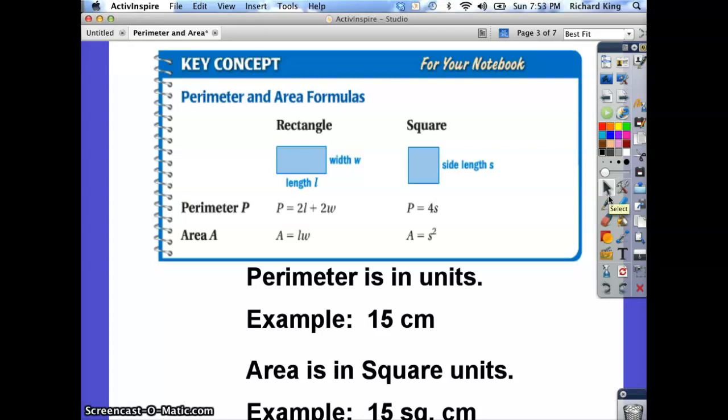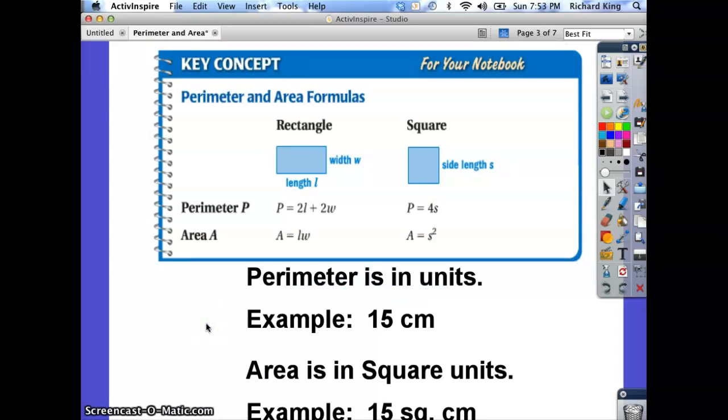Okay, there are four formulas to use in finding perimeter and area of a rectangle and a square. First, let's begin with a rectangle. The formula for perimeter is P equals 2L plus 2W, which is 2 times the length plus 2 times the width. The reason for that is, of course, you have a length here and a length here, and a width here and a width here. So that's why you have 2 lengths plus 2 widths.